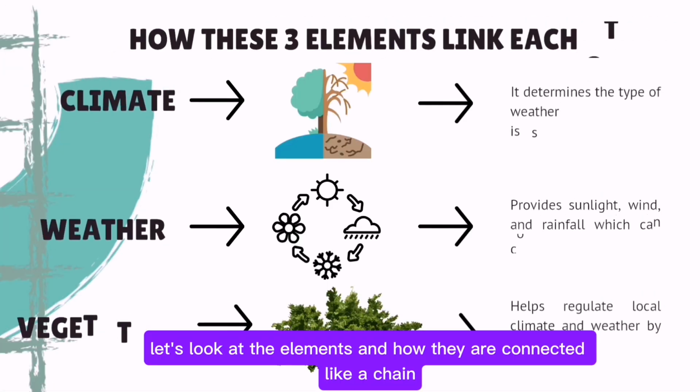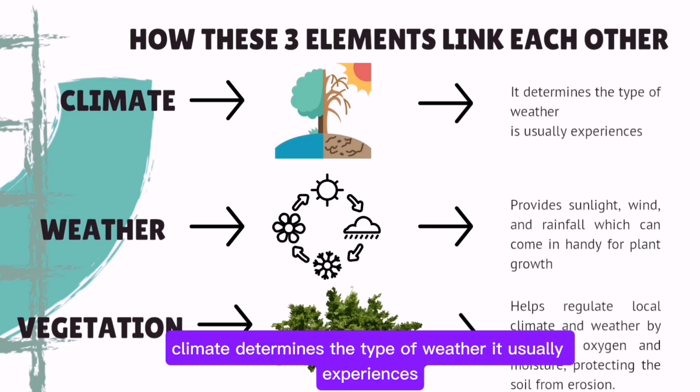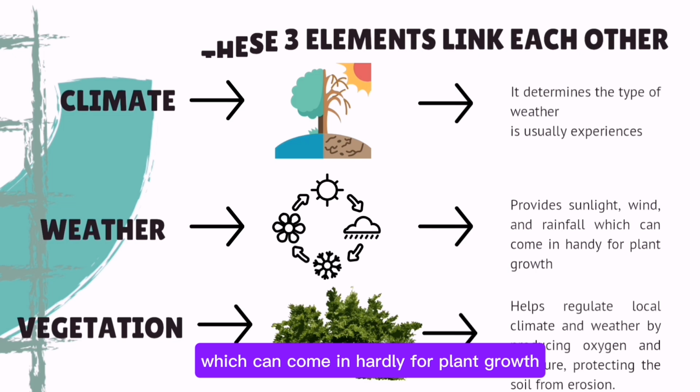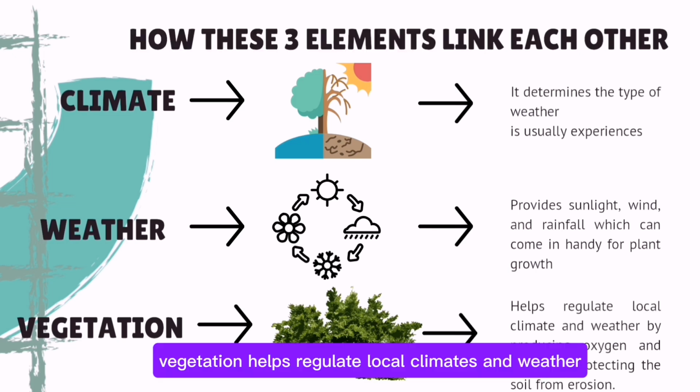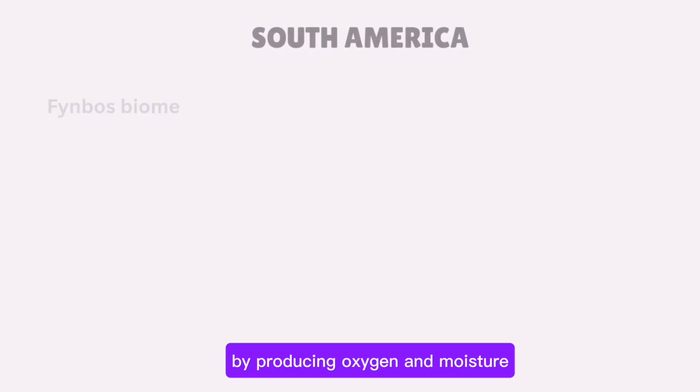Now let's look at the elements and how they are connected like a chain. Climate determines the type of weather a place usually experiences. Weather produces sunlight, wind, and rainfall, which are important for plant growth. Vegetation helps regulate local climate and weather by producing oxygen and moisture.